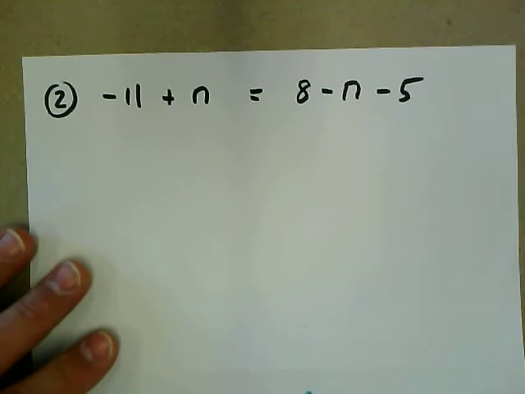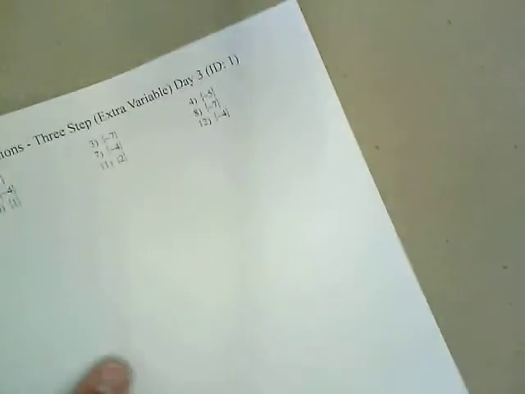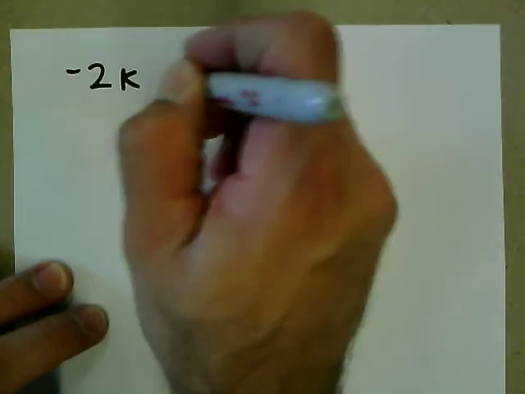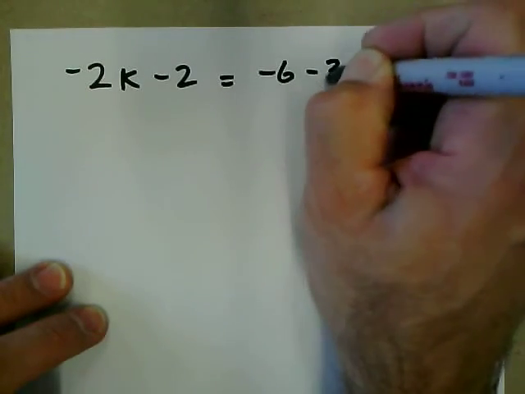Oops, I changed that. You know what? Was that the right answer? Was that the right one? Yeah, that was the right one, correct? This one is not. So I need to write number 2 because I changed number 2. It was different. So -2k minus 2 equals -6 minus 3 times k.